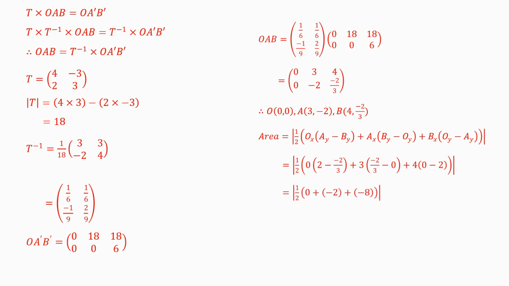This simplified is a half into 0 plus negative 2 plus negative 8, which is equal to a half times negative 10, and the value is negative 5. Then the absolute value of negative 5 is 5. And therefore, the area of triangle OAB is equal to 5 square units.